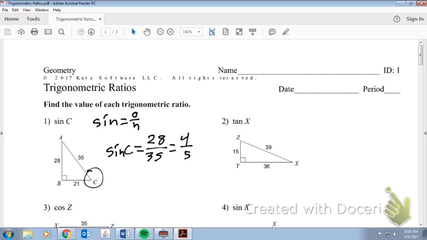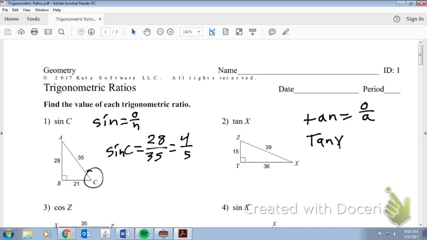So the next one, tangent of x. Well, we know that tangent equals opposite over adjacent. So now we need to find our reference angle. Remember how we talked about whether it's opposite or adjacent depending on your point of view. Remember, if you live in Boston, you're adjacent to the east coast, opposite of the west coast. You live in San Francisco, you're adjacent to the west coast, opposite of the east coast.